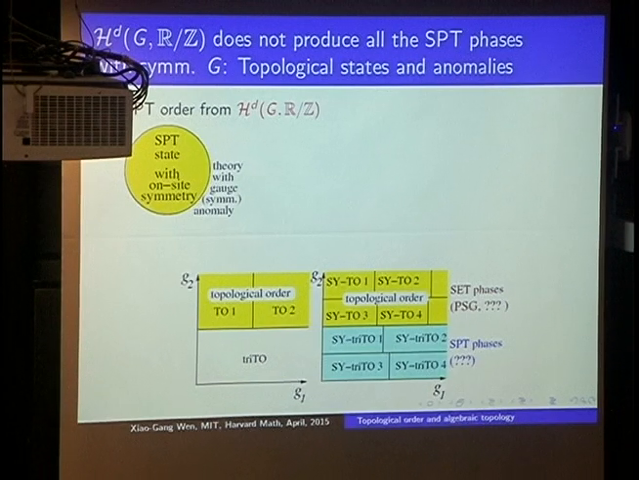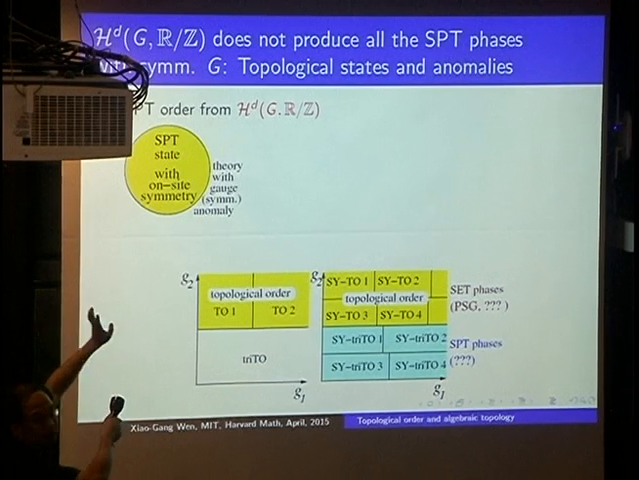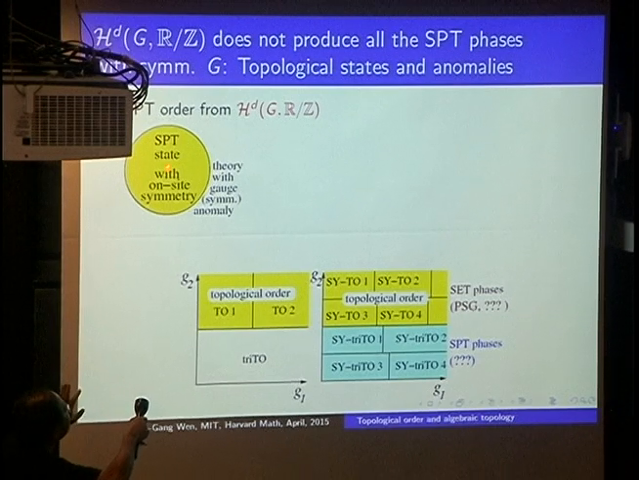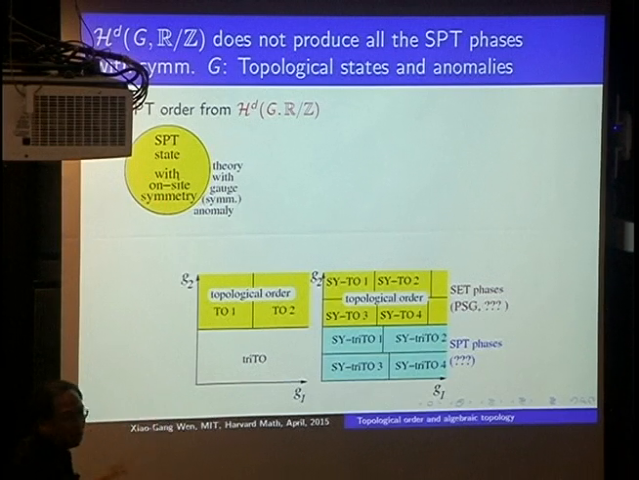The point is the following. The picture I described here is that the gauge topological invariance, like the Chern-Simons term in the bulk, which describes the partition function of a twisted theory, is related to SPT states. But when you have a Chern-Simons term in the bulk, we know that the edge theory would be anomalous. You should have an anomalous edge theory.